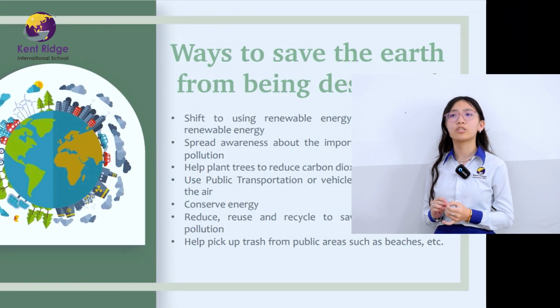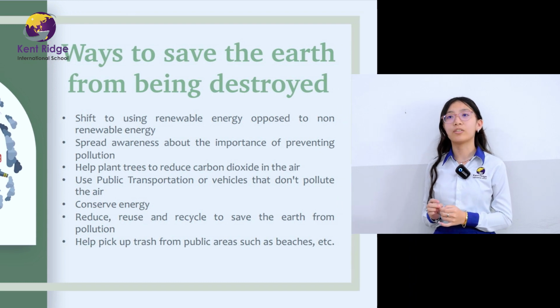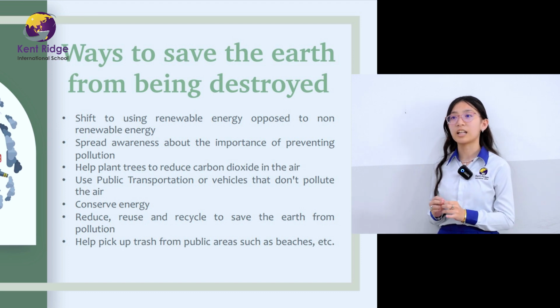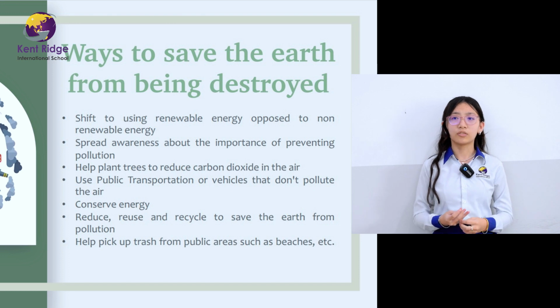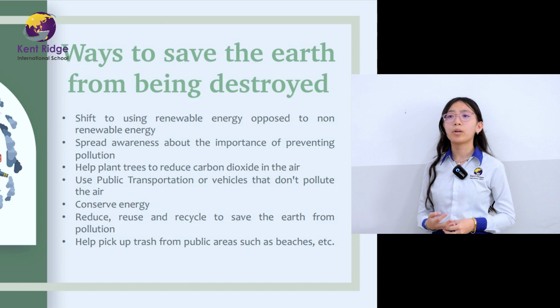After learning about the effects of pollution on our environment, we now move on to our final point, ways to save the earth from being destroyed. First, we must shift to using renewable energy as opposed to non-renewable energy. Spread awareness about the importance of preventing pollution, help plant trees to reduce carbon dioxide in the air, use public transport or vehicles that don't pollute the air, conserve energy, reduce, reuse, and recycle to save the earth from pollution, and help pick up trash from public areas such as beaches.